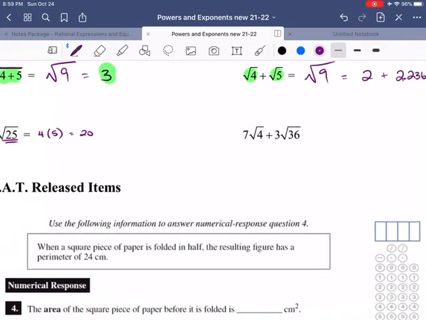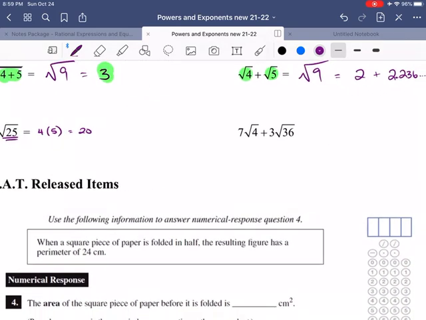And the last one, if we have a mixed bag, do your square roots. Remember BEDMAS. Square roots fit under the exponents part of it. So if you evaluate the square root of 4, that's 2. And the square root of 36 is 6. So 7 multiplied by 2 is 14. And 3 multiplied by 6 is 18. And 14 plus 18 gives us 32.